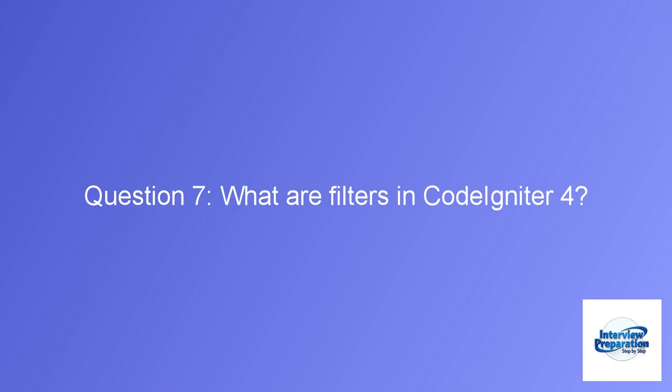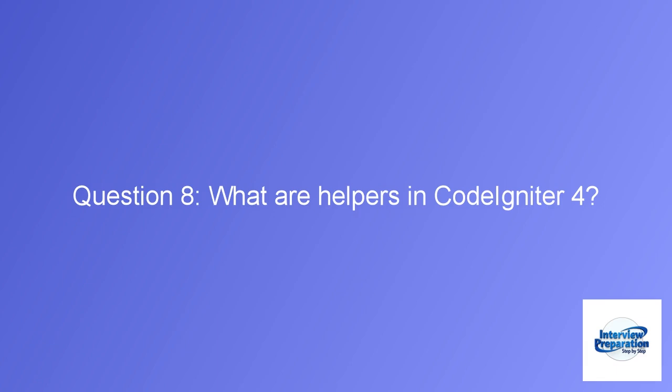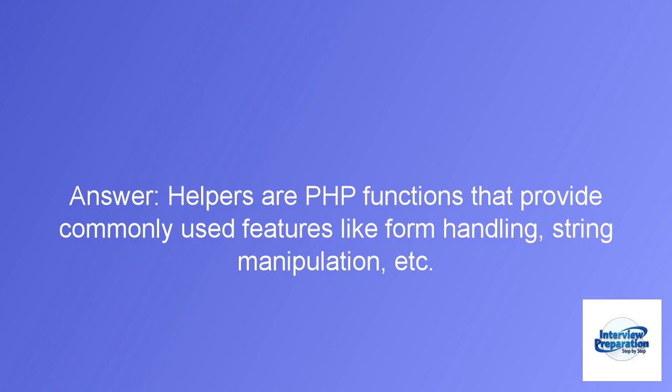Question 7. What are filters in CodeIgniter 4? Answer. Filters are used to intercept requests before or after controller execution, useful for tasks like authentication. Question 8. What are helpers in CodeIgniter 4? Answer. Helpers are PHP functions that provide commonly used features like form handling, string manipulation, etc.